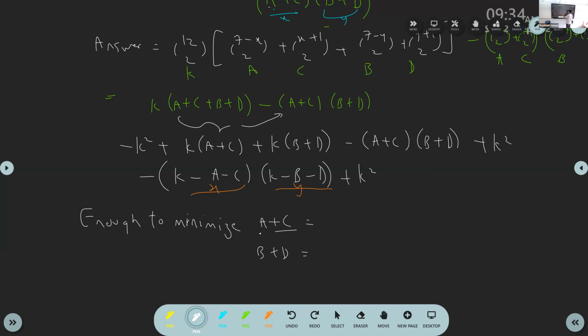So let us minimize A plus C. So A plus C is how much? 7 minus X plus 2 plus X plus 1 plus 2. And now this is simply a quadratic in X, right? I think everybody can do it. So understand how the original problem, which may look complicated, through simplification, we are able to distill down to something that we already know.